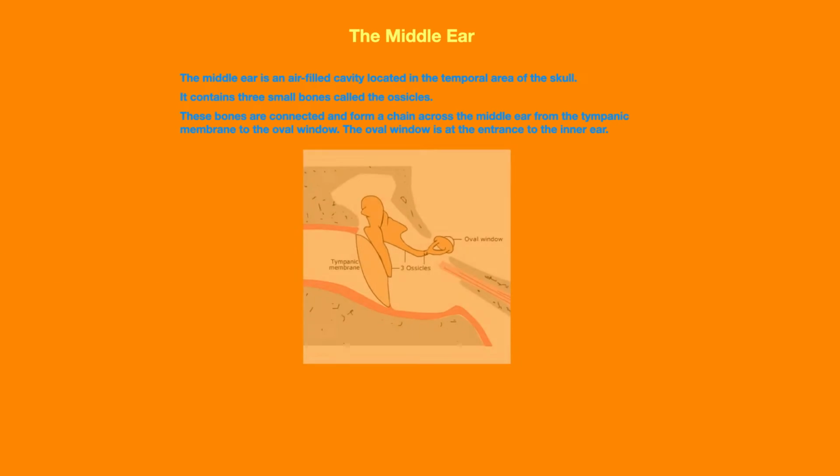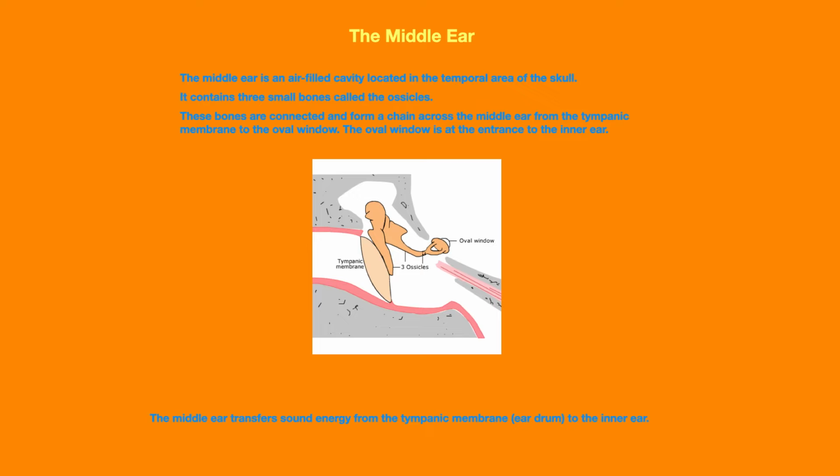The middle ear is an air-filled cavity located in the temporal area of the skull. It contains 3 small bones called the ossicles. These bones are connected and form a chain across the middle ear from the tympanic membrane to the oval window. The oval window is at the entrance to the inner ear. The middle ear transfers sound energy from the tympanic membrane to the inner ear. This transfer is a particularly effective process.